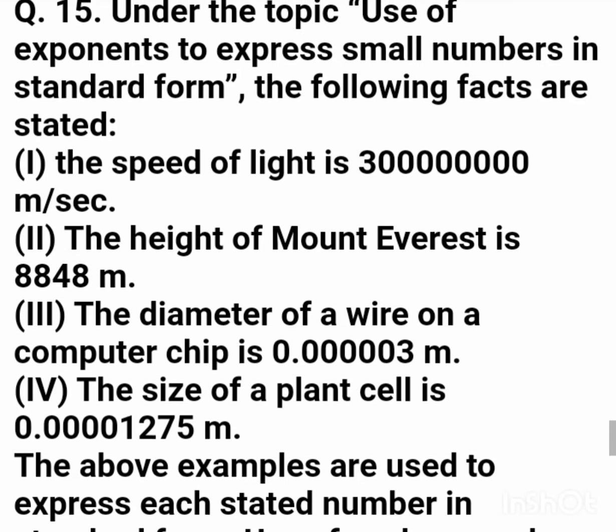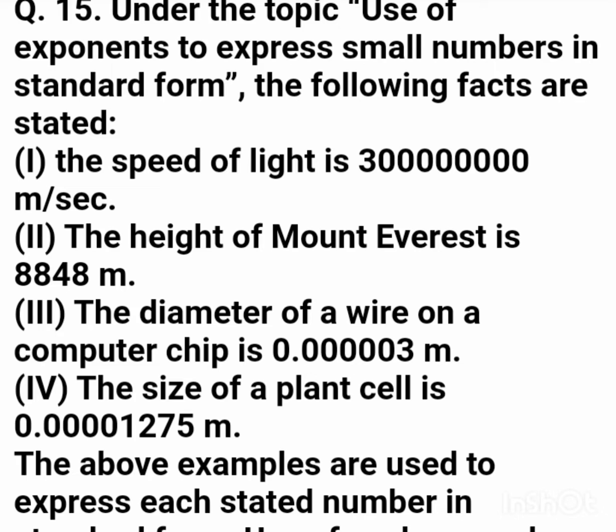Question 15. Under the topic use of exponents to express small numbers in standard form, the following facts are stated. First, the speed of light is 3 million meter per second. Second, the height of Mount Everest is 8,848 meter. Third, the diameter of a wire on a computer chip is 0.0000003 meter. Fourth, the size of a plant cell is 0.00001275 meter. The above examples are used to express each stated number in standard form.